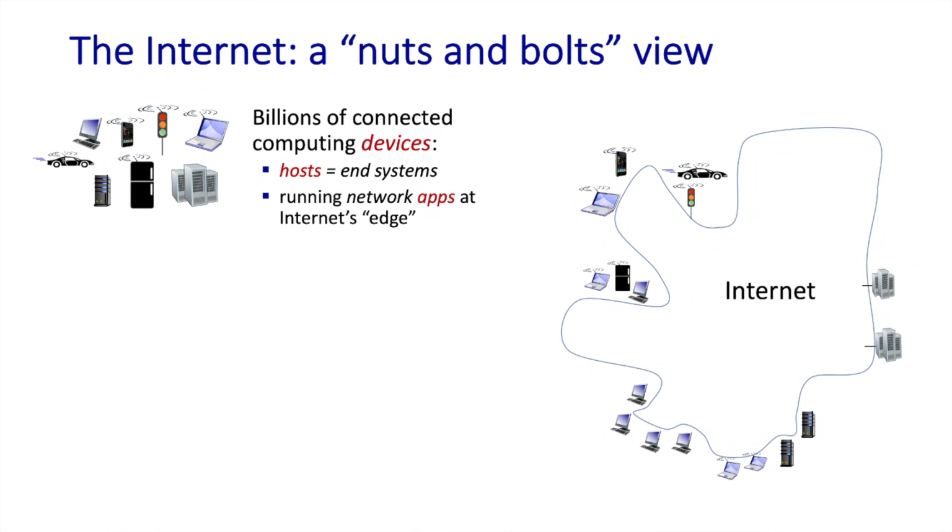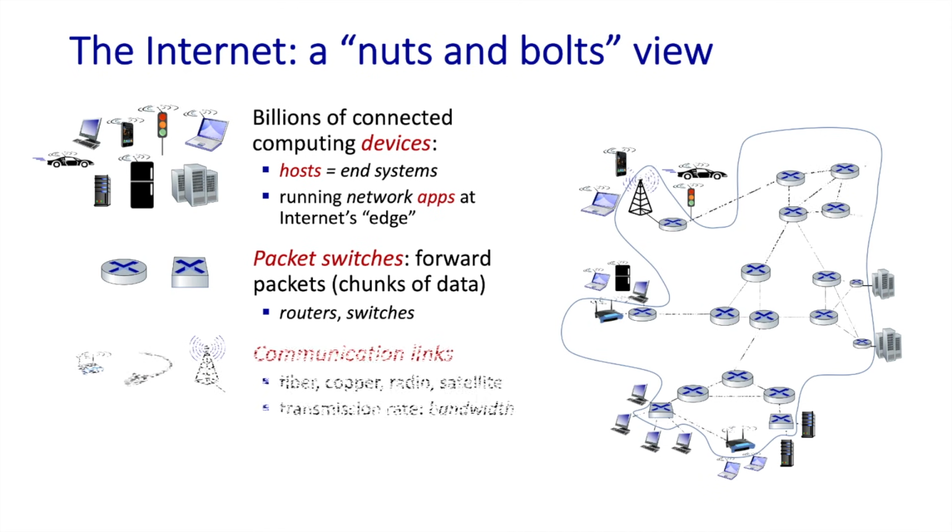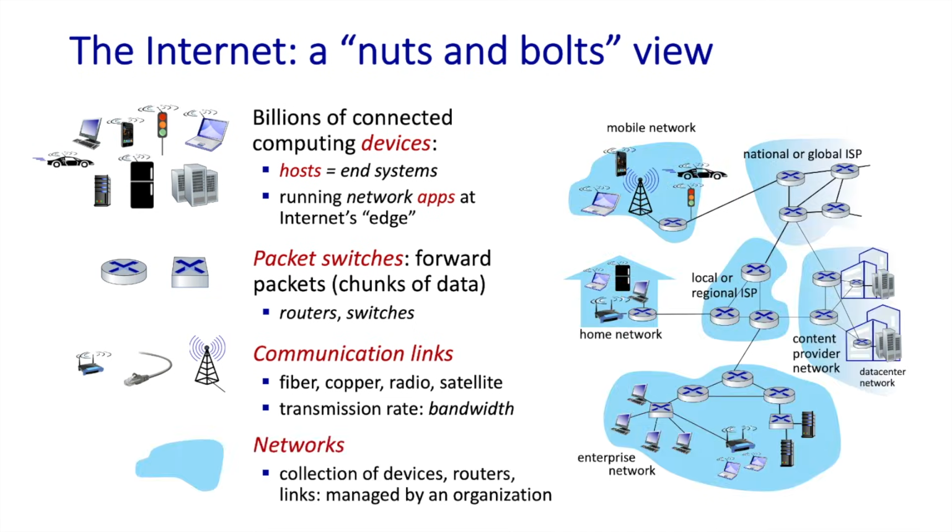Moving deeper into the network, we find the devices that make the network actually a network. What we'll call packet switches that forward packets, chunks of data, between each other and between hosts and end devices. We'll see that there are two types of packet switches, routers and switches, and we'll learn a lot about these. And then there are the numerous communication links that interconnect the routers, switches, hosts, and end systems. And finally, these links, routers, switches, hosts, and end devices are all assembled into networks, each of which is owned and operated by some entity.